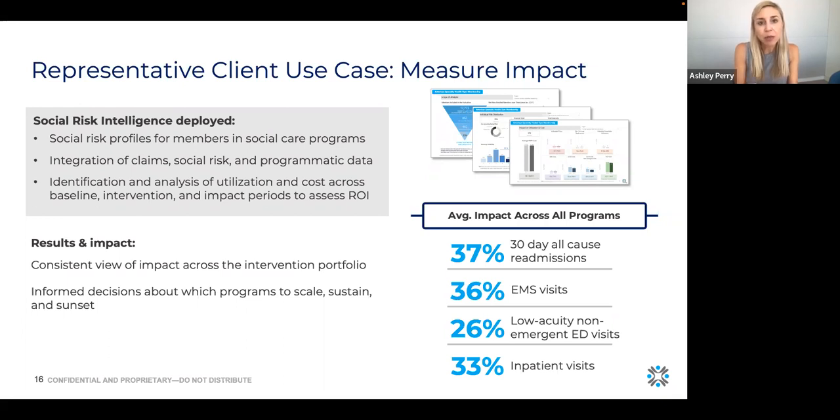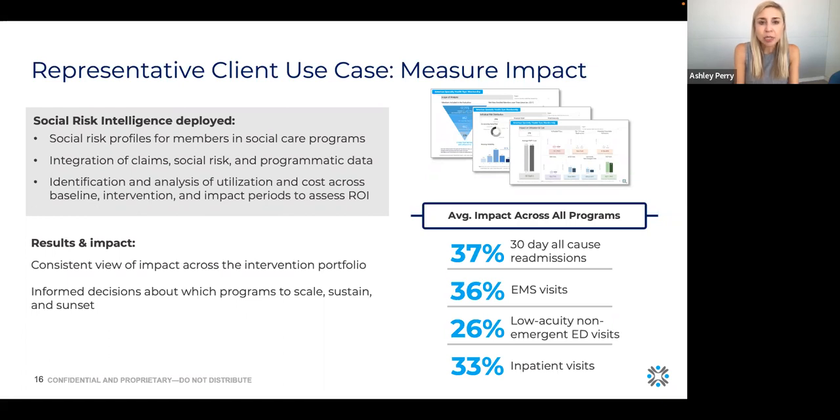What we see when we look at the individual interventions is much more variation. So to give you one example on that front, we looked at 2 relatively similar food insecurity related programs, and we saw that one of them was having almost a 40% impact on low acuity ED utilization, and the other one was less than 10%.